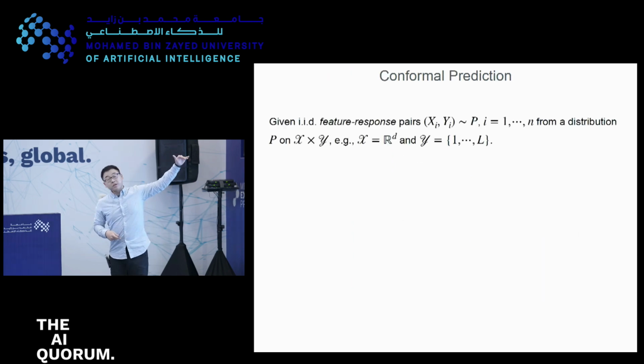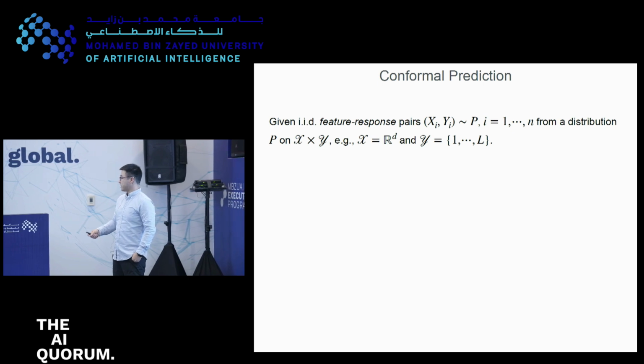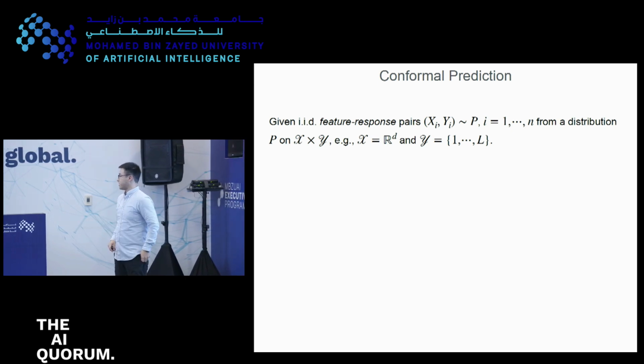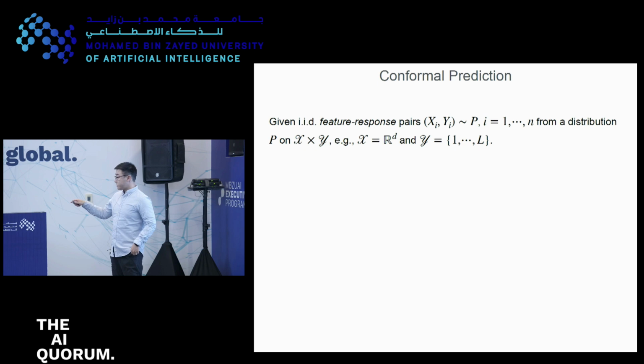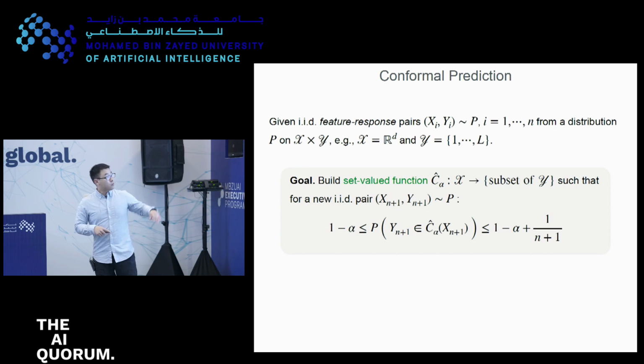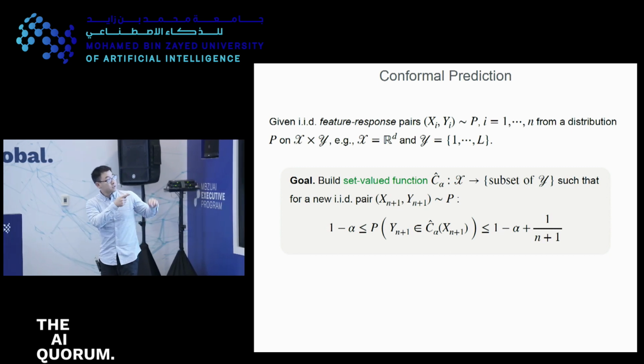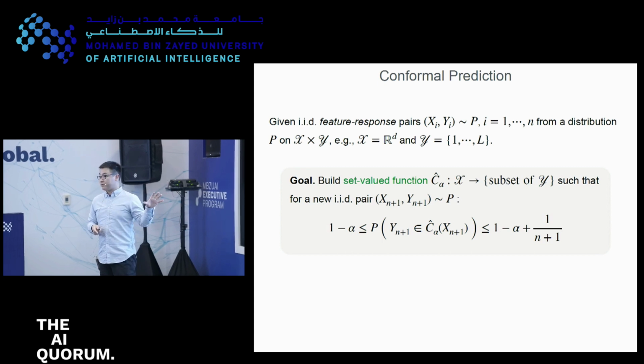So just set up the notations a little bit. Given a distribution P, we can sample n data pairs, xi, yi, and suppose we consider the classification regime. We have a capital L number of classes, denoted by this capital Y. And what conformal prediction could provide is, given this, we can construct a set valued function, which is C hat alpha.